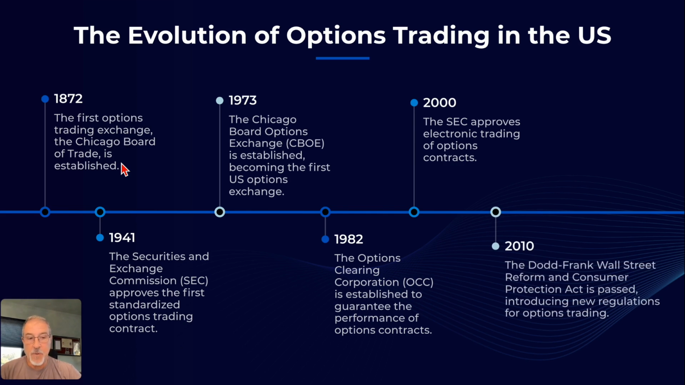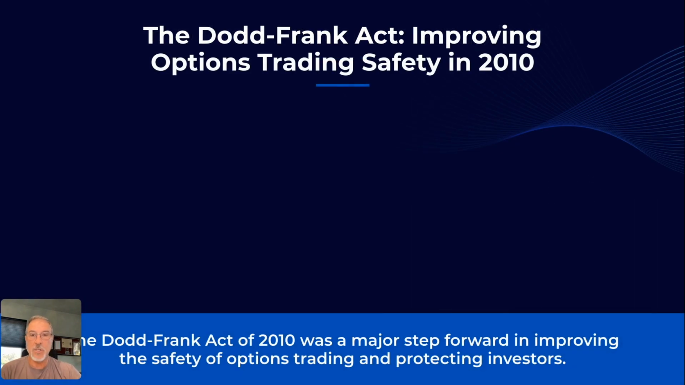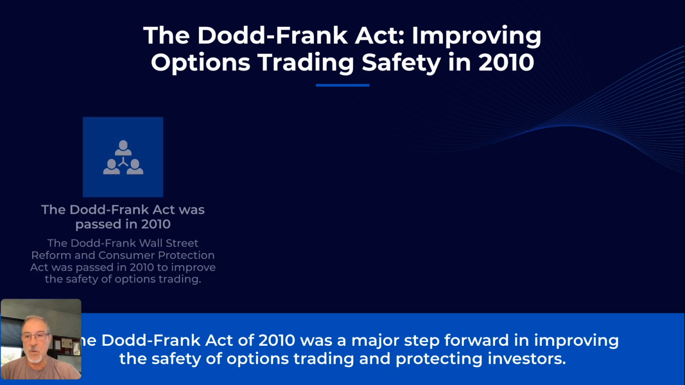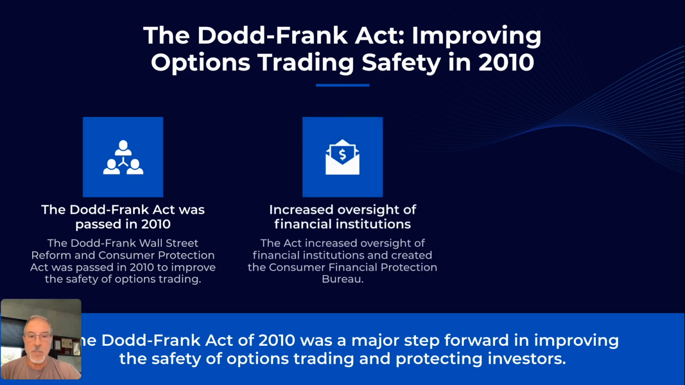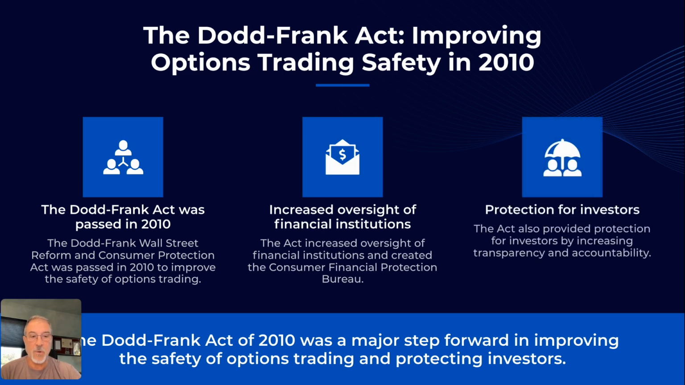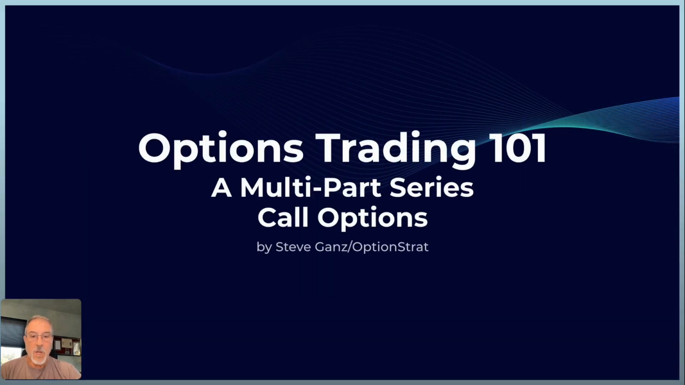And then Dodd-Frank put in some consumer protections and reform surrounding options trading. Dodd-Frank was a pretty major thing in options trading. That came about in 2010, and it gave a bunch of consumer protections to options trading, increased oversight of financial institutions in general, and more protections for investors and traders. So that covers the first part here, the history of options.